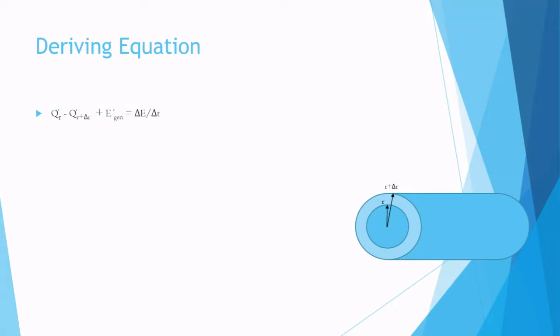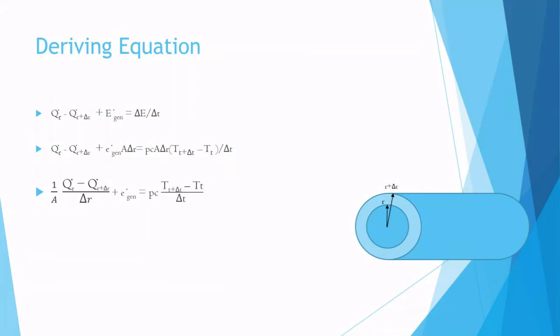The energy balance of this thin ring is equal to the difference in the rate of heat conduction added to the rate of heat generation inside the ring, and that is all equal to the rate of change of energy within the thin ring. Next, we expand the terms for the rate of heat generation and the change in energy content to get this formula here.